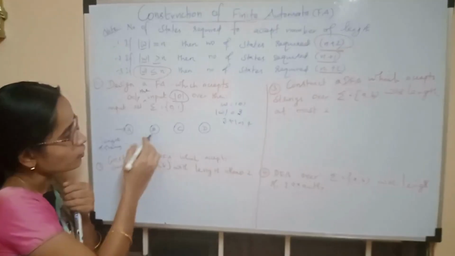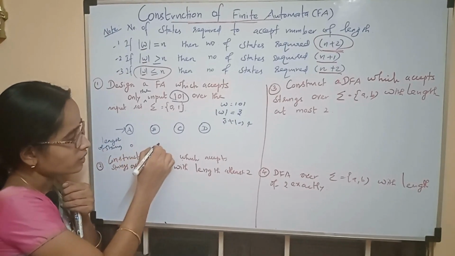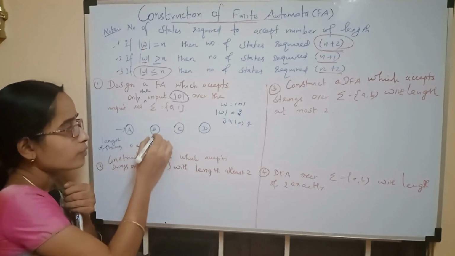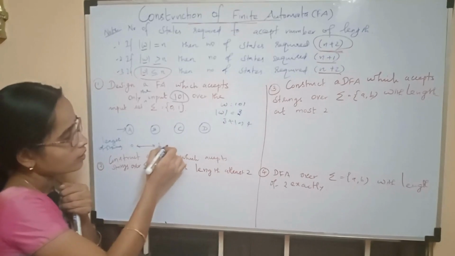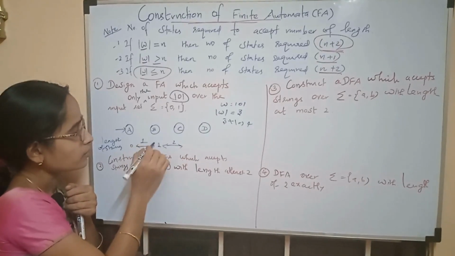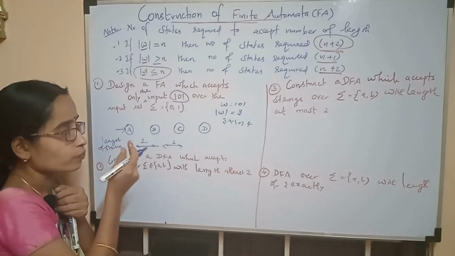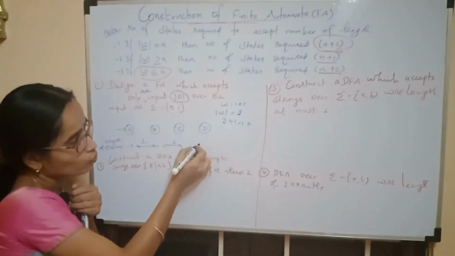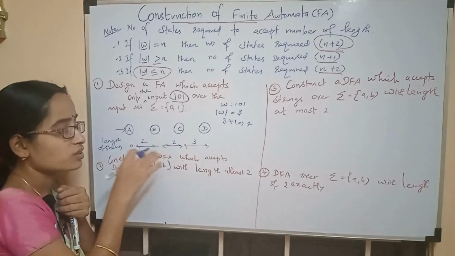But when you reach B, you would have seen a string with length 1, right? So here the length is 1. If you are in state B, you would have seen a string with length 1. When you are in state C, what might be the length? You would have seen 2, right? The length of the string should be 2. But when you are in D, you would have seen a string with length 3, right? I hope you understood this skeleton.